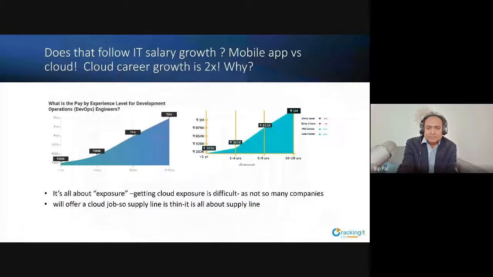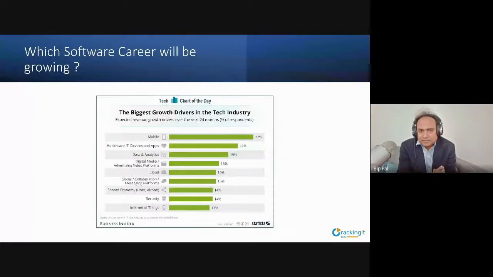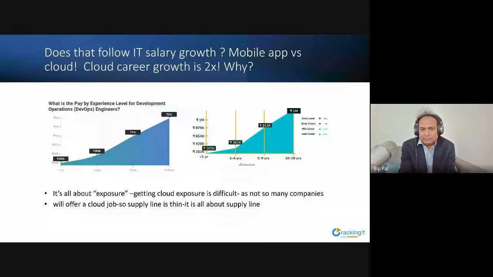Here's the fundamental: like any other business, your salary will be determined by demand and supply. Now, if you ask me why a DevOps engineer is getting paid almost twice compared to a mobile app developer, what is the reason? Does that mean doing DevOps is more difficult than developing a mobile app? It's not the case.